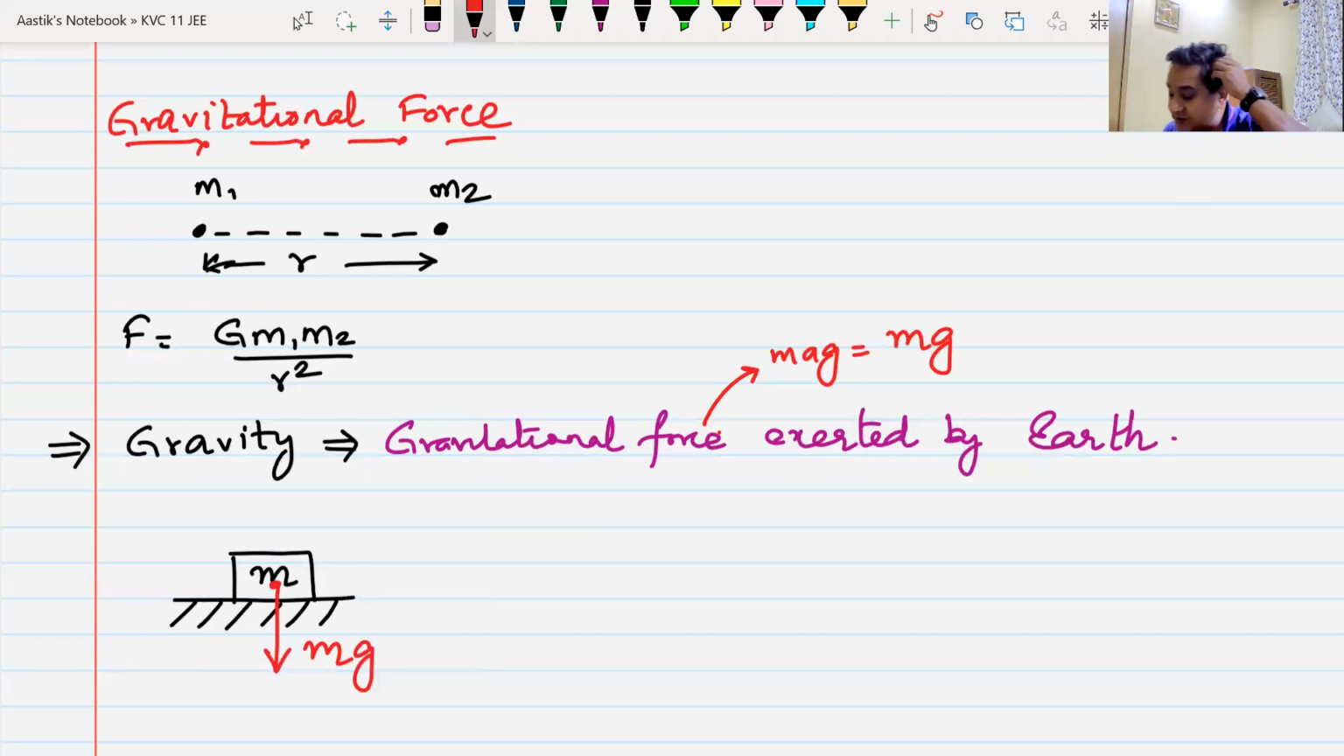What is m? What is g? Mass into acceleration. m is mass and g is acceleration due to gravity. This is also sometimes known as the weight of the body. Weight of the body is the force with which Earth pulls the body. So the magnitude of gravitational force will be mg, and what will be the direction of gravitational force taken as?